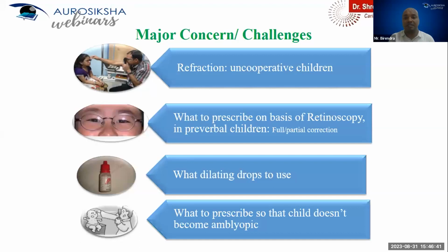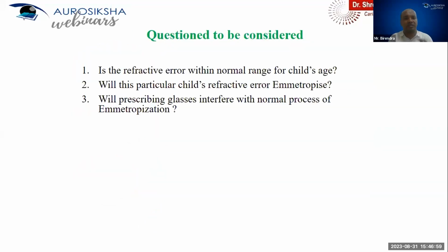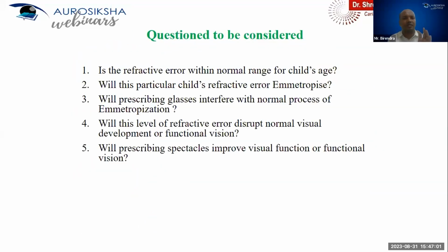Similarly, what kind of cycloplegic drops should be used for cycloplegic refraction? This is also a major challenge at the vision center segment, and what to prescribe so that the child doesn't become amblyopic. So these are all points we need to keep in mind before prescribing any glasses to children. These are some major common points we need to keep in mind before prescribing the glasses.